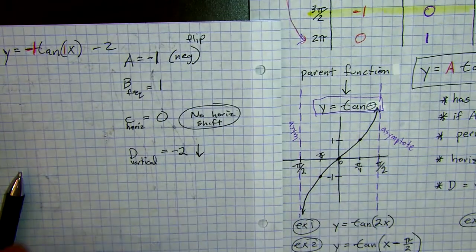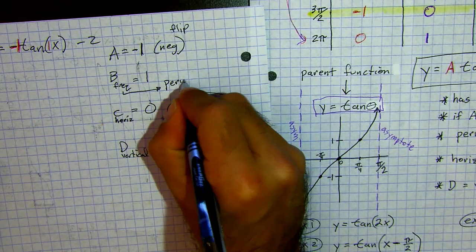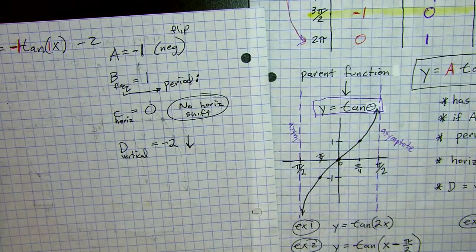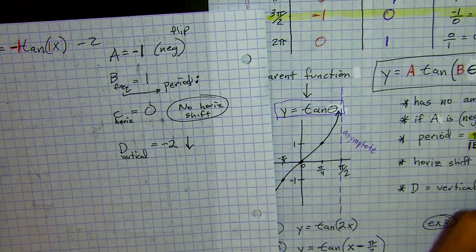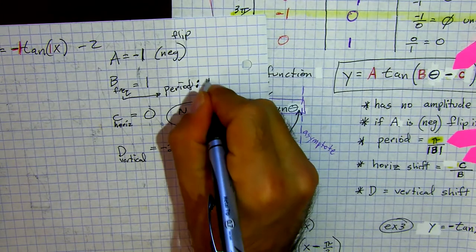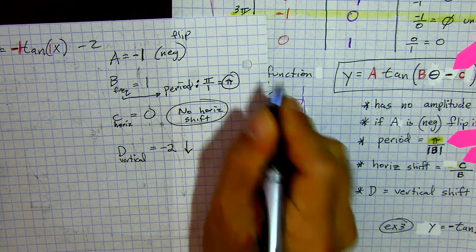Well, one more thing. I'm going to do this and find the period. And the period is pi divided by b. So I need to go in here and go pi divided by b is 1. Oh, my period is pi again. Yes.